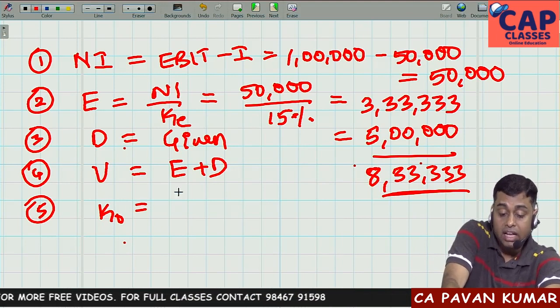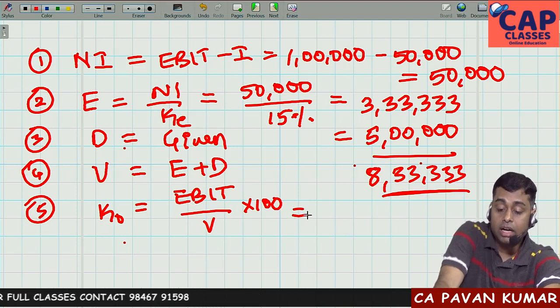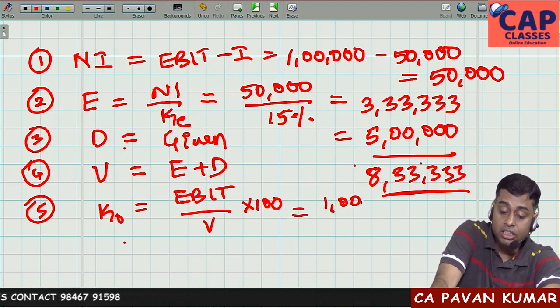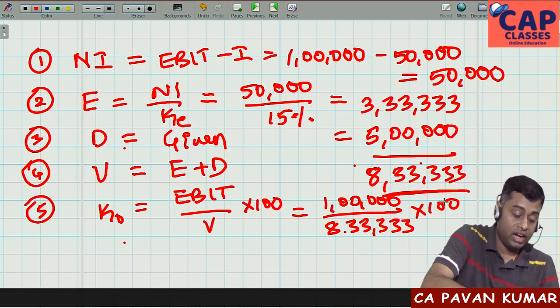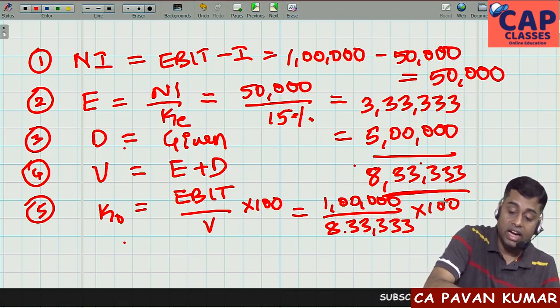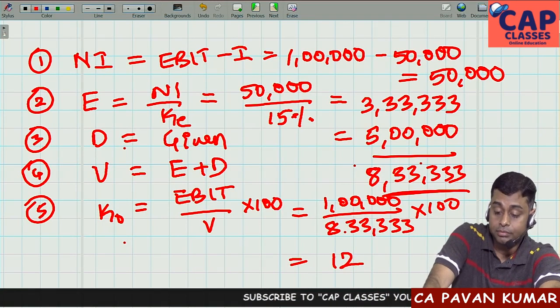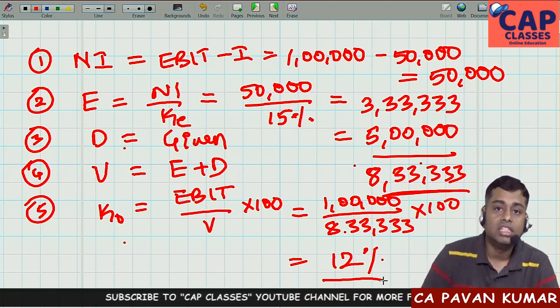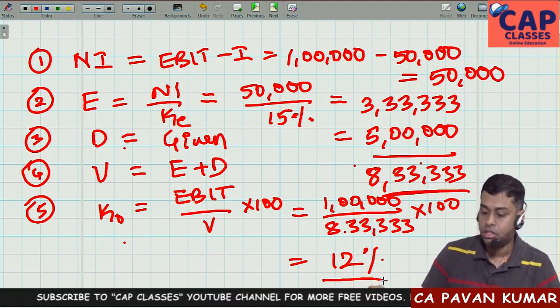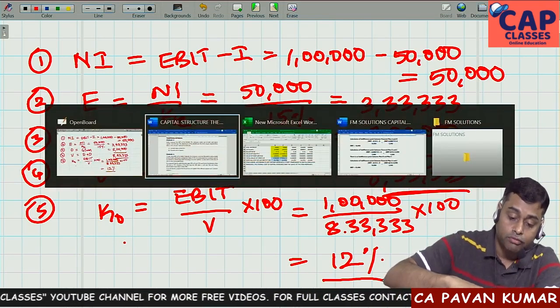Okay, what is the fifth one? Calculate KO. How to calculate KO? EBIT by value of the firm into 100. What is EBIT? 1 lakh given in the question, isn't it? Divided by 8,33,333 into 100. That comes to 12%. So KO is 12%. That's it. So this is a problem on traditional approach. So shall we look at more problems on traditional approach? Yes. Let us go forward.